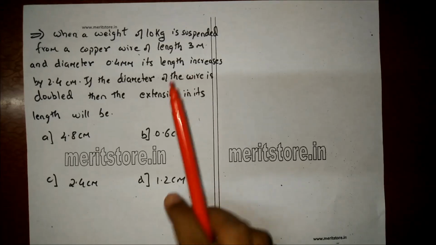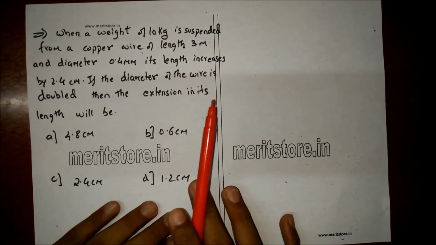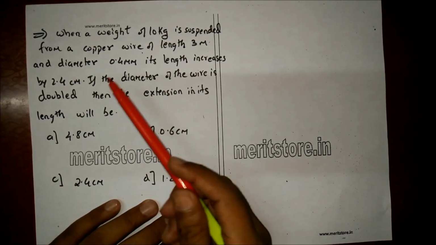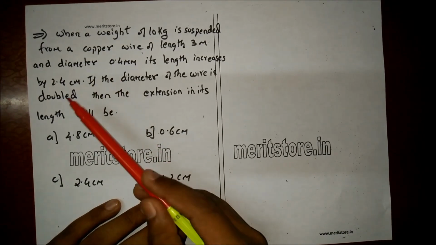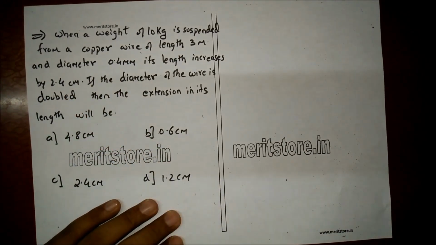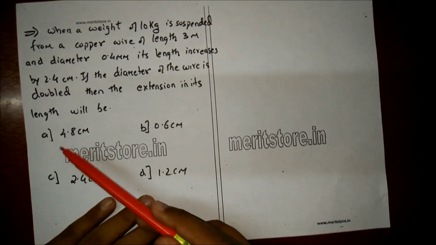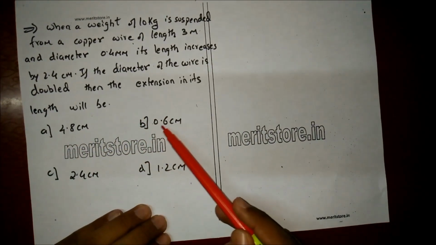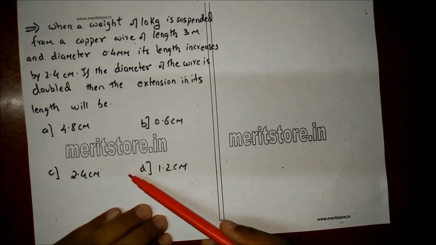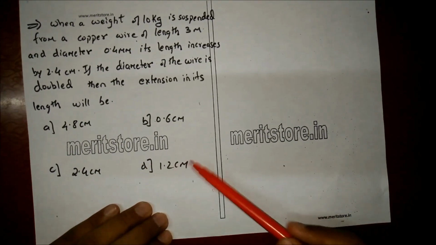A mass of 10 kg is suspended from a copper wire of length 3 meters and diameter 0.4 millimeter. Its length increases by 2.4 centimeter. If the diameter of the wire is doubled, then the extension in its length will be: A 4.8 centimeter, B 0.6 centimeter, C 2.4 centimeter, and D 1.2 centimeters.